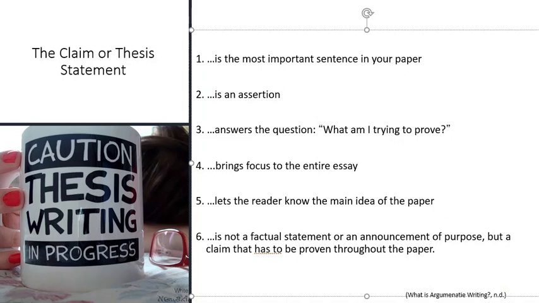Let's decide, of these 6 items listed below, which is a claim and which is a thesis. Number 1 is the most important sentence in your paper. 2 is an assertion. 3 answers the question, what am I trying to prove? 4 brings focus to the entire essay. 5 lets the reader know the main idea of the paper. And 6 is not a factual statement or an announcement of purpose, but a claim that has to be proven throughout the paper.